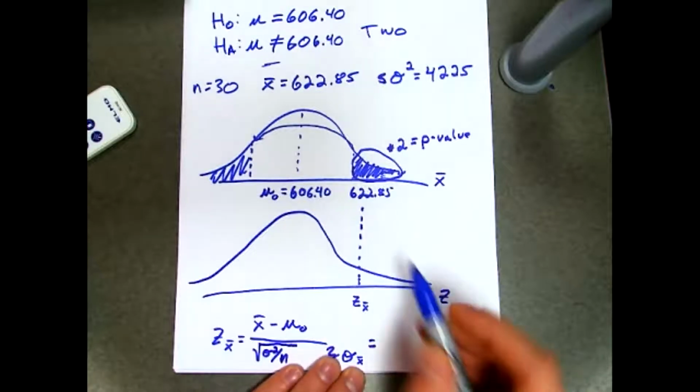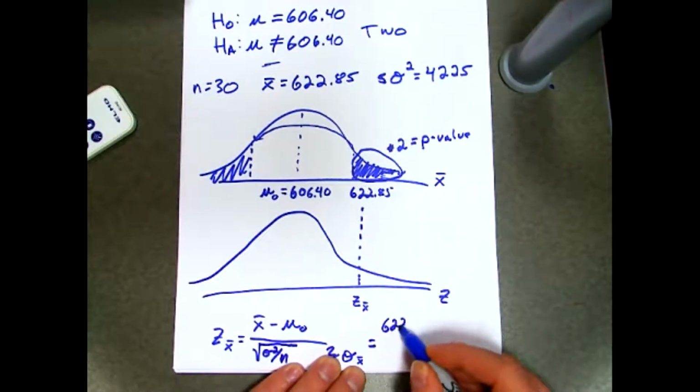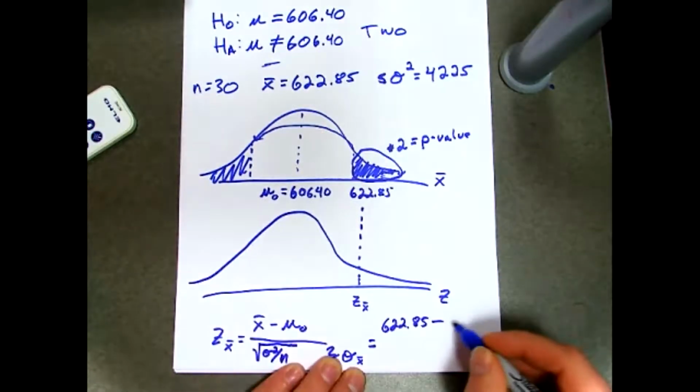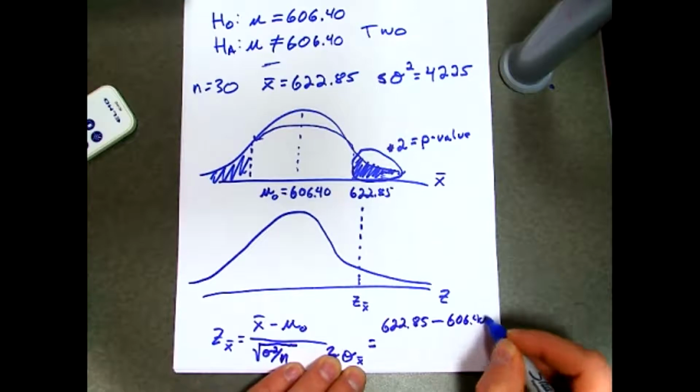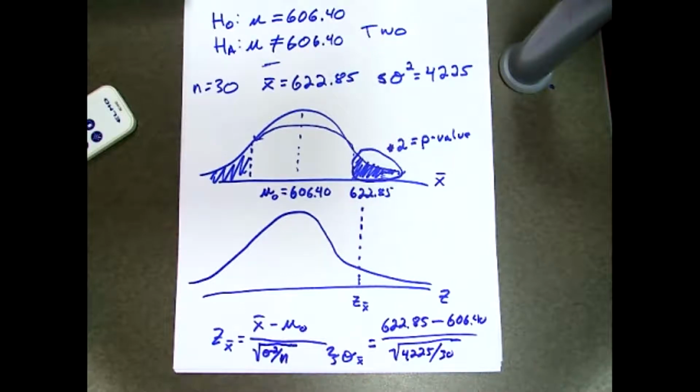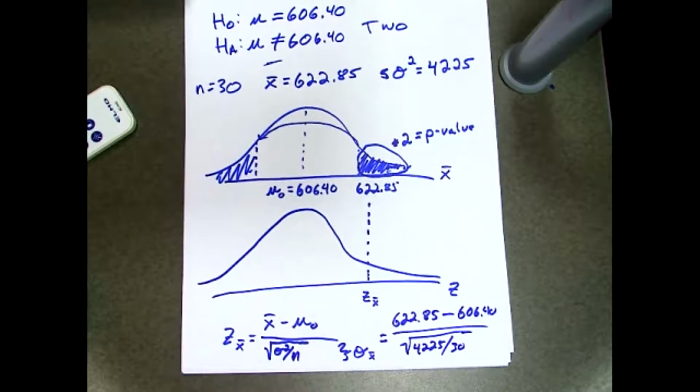So here, my sample mean was what? 622.85. The assumed true mean, or the value that comes from our null, was 606. And then divide by what? 4,225 over my sample size of 30. At this point, it's just a matter of getting this entered into my calculator.